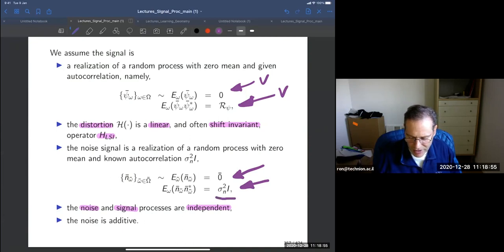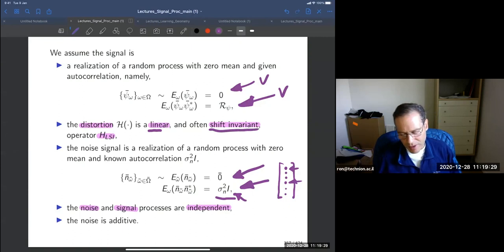So each and every entry in our noise, so if we think of the noise as a set of numbers, each and every number like that is independent from another one. So there is no relation between them, and this is why we can actually write it as the following diagonal matrix. Okay, this is how we can actually think of the autocorrelation as the following matrix. Now we also assume that the distortion is linear, and in most cases we'll also assume that it is a shift invariant operator. So it is a convolution operator.